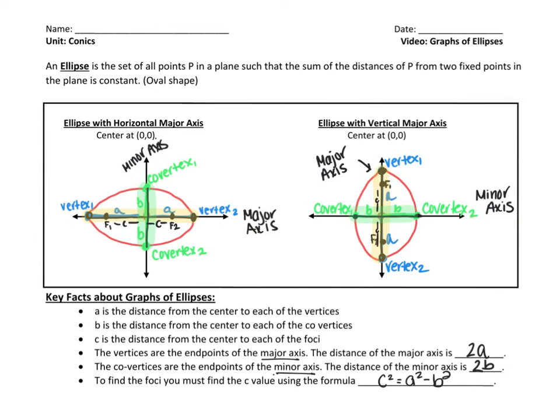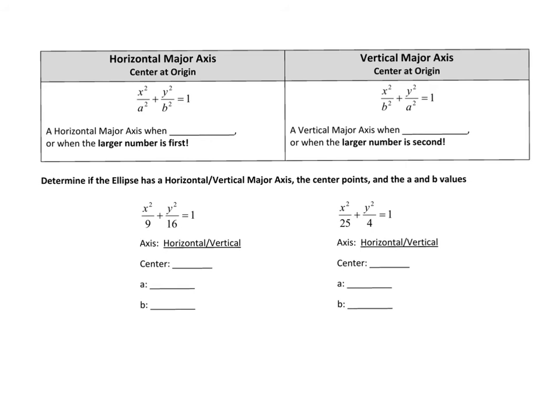All right, I know that was a lot to take in, so now let's try to slow it down a little bit and look at the formulas. In order to have a horizontal ellipse, or a horizontal major axis, our equation will look like this. It'll be x squared over a squared plus y squared over b squared equals 1, when a is greater than b. So we have a horizontal major axis when a is greater than b, or in other words, when the larger number comes first.